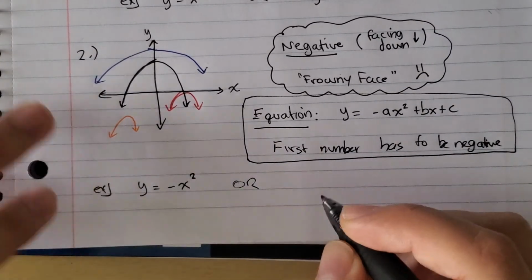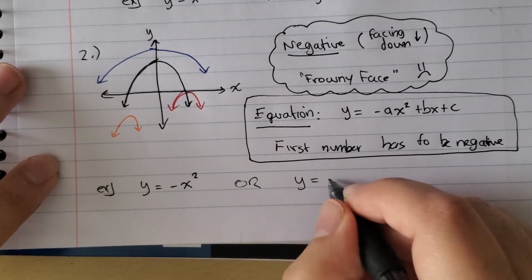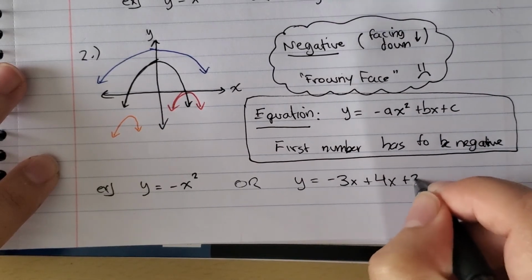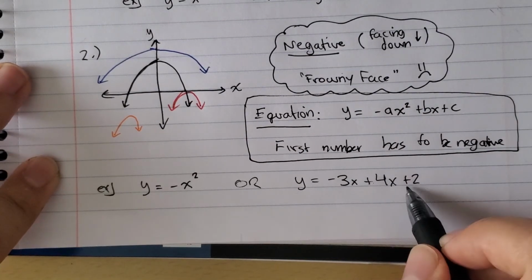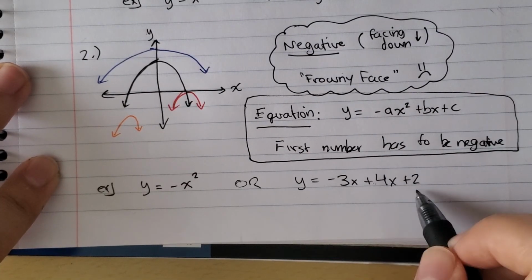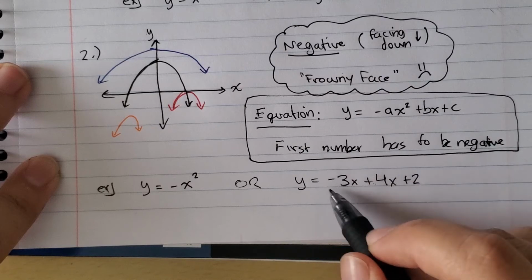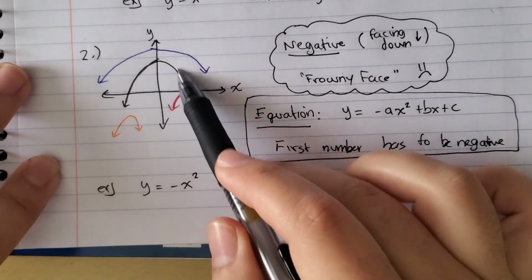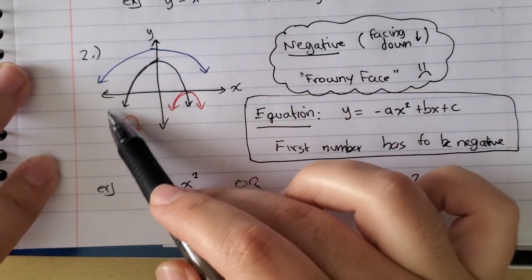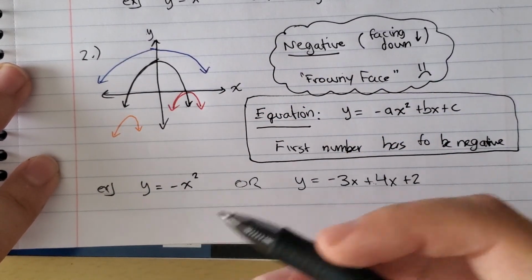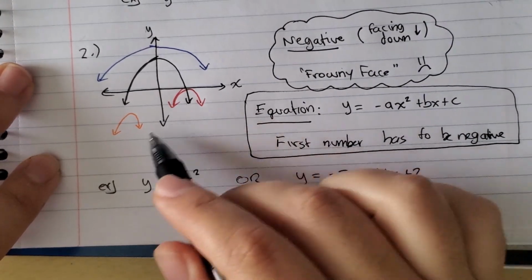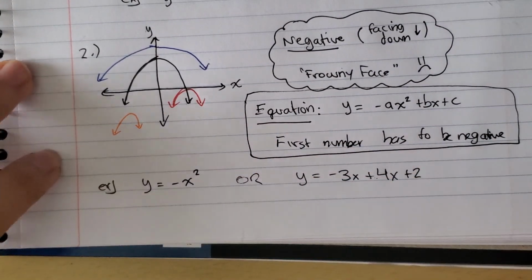Here's another example. y is equal to -3x squared plus 4x plus 2. Something like that. Again, I don't care about the sign of these two. These could be positive or negative. I care about this first number. If it's a -3, it's going to look something like this. Now, I don't know where it is exactly. It could be way up here. It could be way up here. It could be off to the side. It doesn't matter. Today, we're talking about the general shape. So the negative tells me it's just going to be looking down. It's going to be a U shape looking down. Okay?